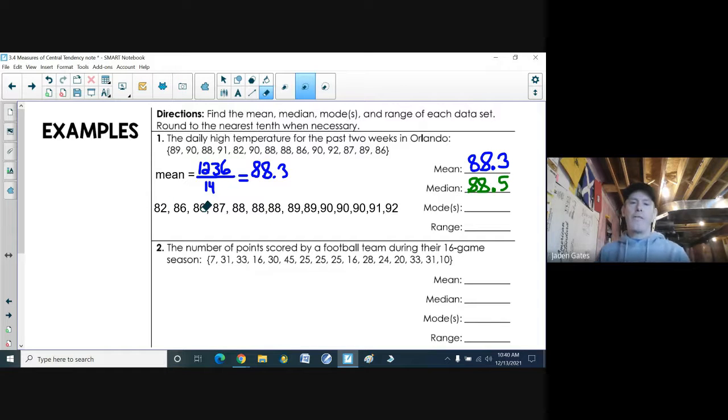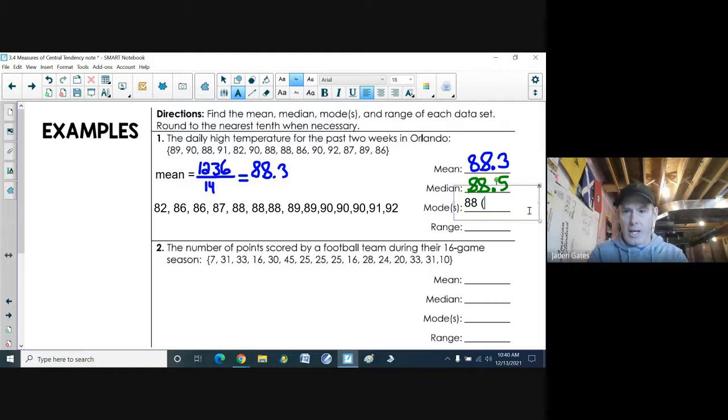Erase that now, because then we get to the mode. And the mode is the value that happens the most. And if I look here, I got 3 88s, but I also have 3 90s. So I got 2 modes. That's possible. My modes are 88 and 90. What I want to put here is in brackets, 88 3 times and 90 3 times.